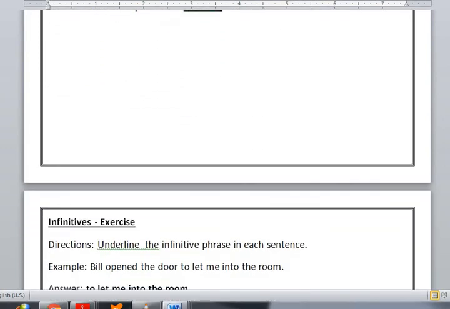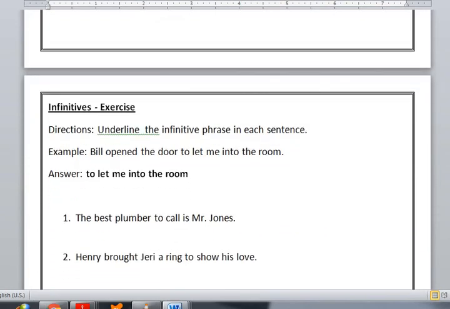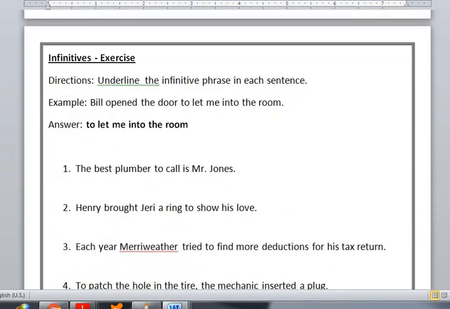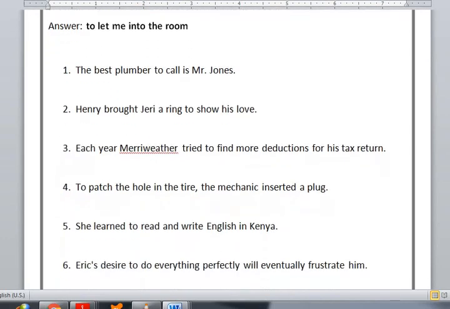Exercise. Before the exercise and the homework, there's still another example. The rubric is: underline the infinitive phrase in each sentence. This is an example. Bill opened the door to let me into the room. What is the infinitive phrase? Yes, to let me into the room. Very good.